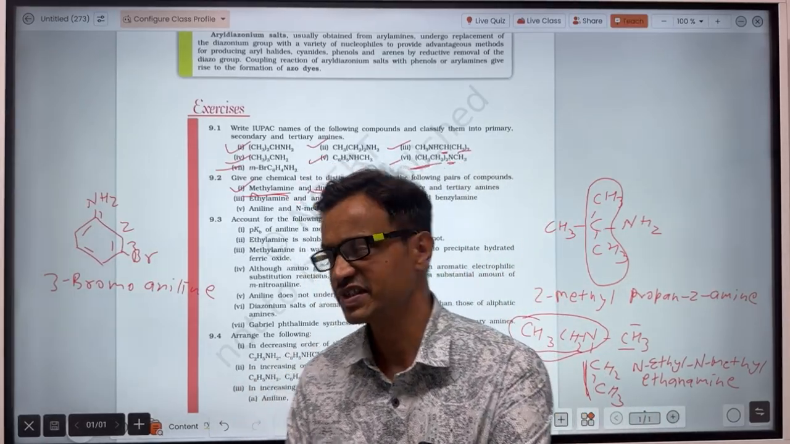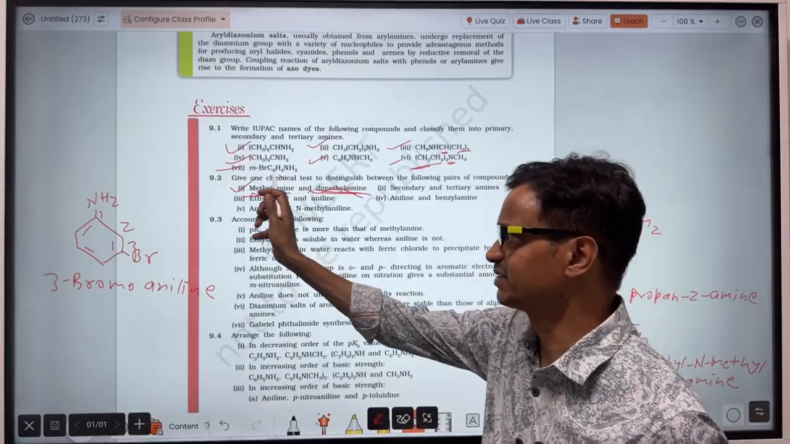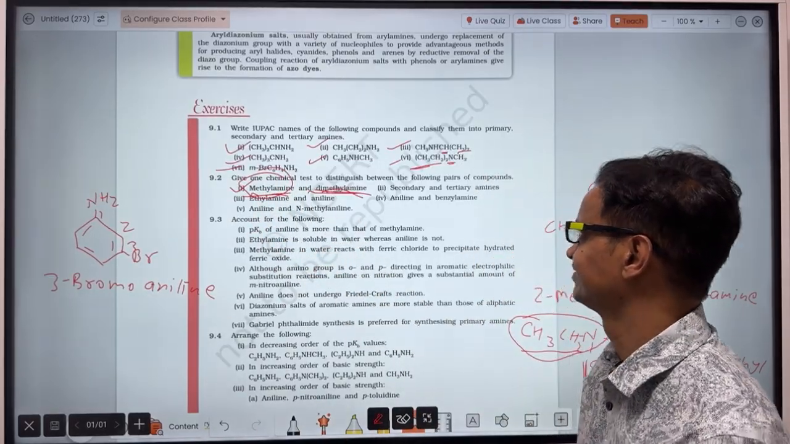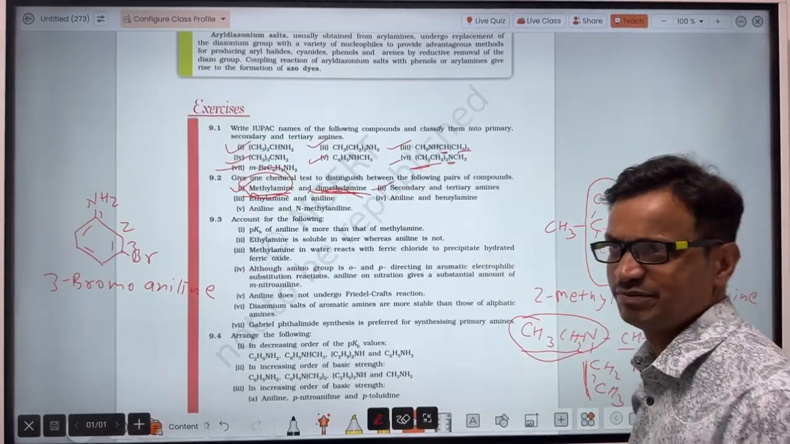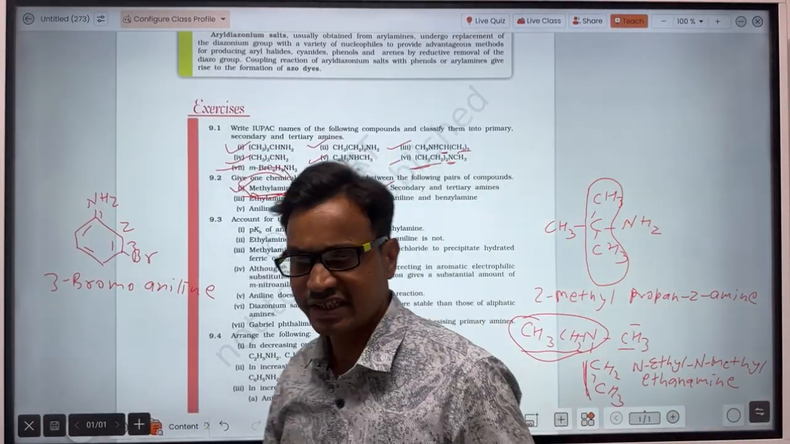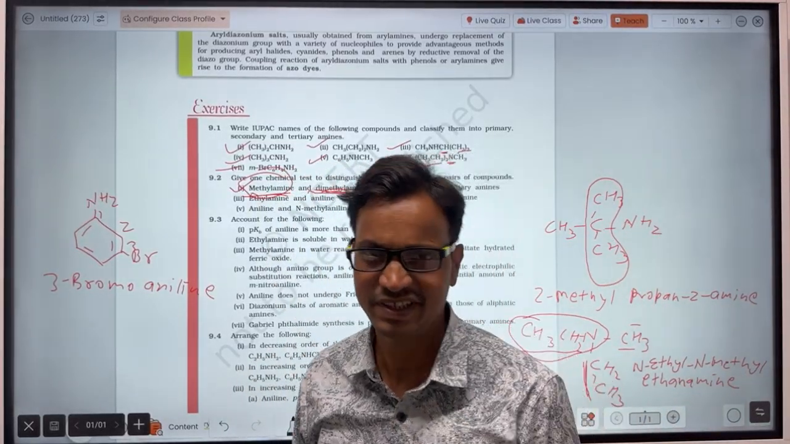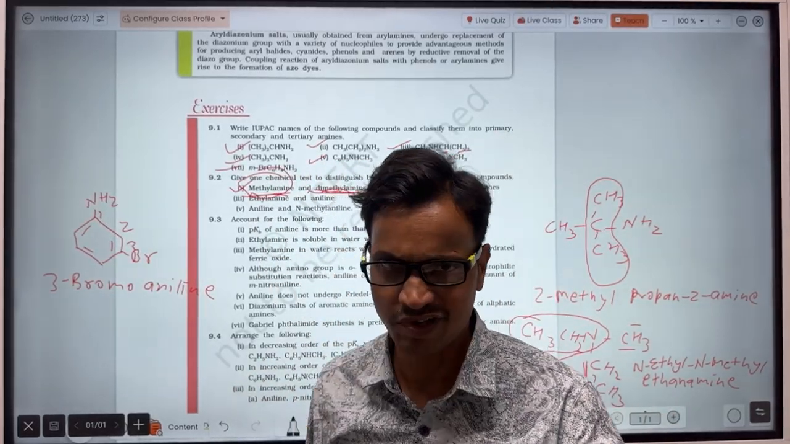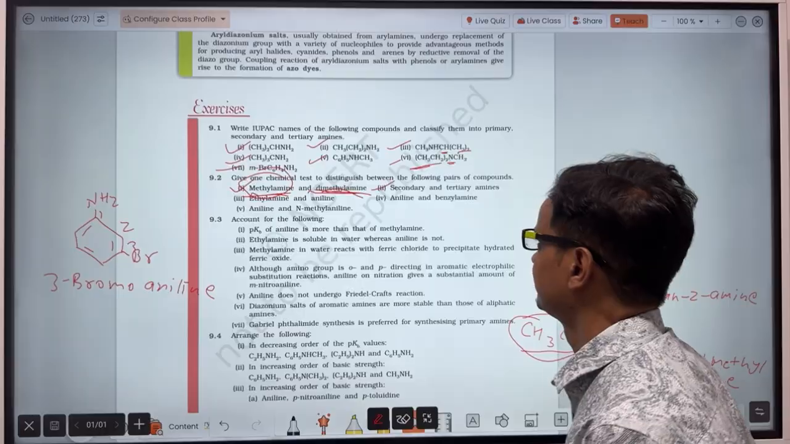When you react with Hinsberg's reagent, the product formed by the primary amine will be soluble in water, and the secondary amine product will not be soluble in water. Secondary and tertiary amine, same: the secondary amine will react with Hinsberg's reagent, but the tertiary amine will not react. Okay? About the reactions, you are already familiar.